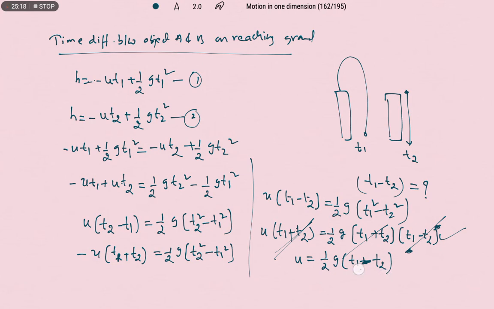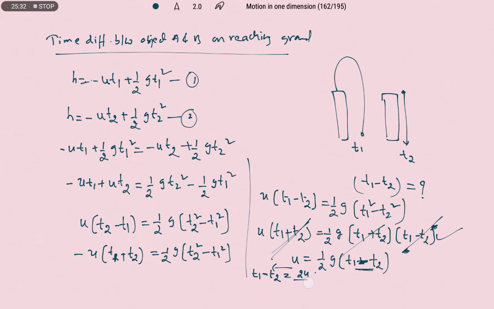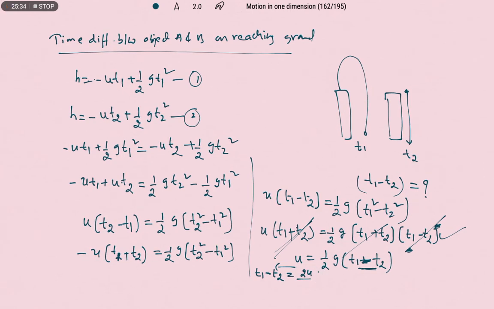Okay, so our aim is to find this t1 minus t2 only, the time difference. So how can we write the time difference? We can write t1 minus t2 is equal to 2u by g. Okay? So I am writing here t1 minus t2 is equal to 2u by g. So this is the time difference.